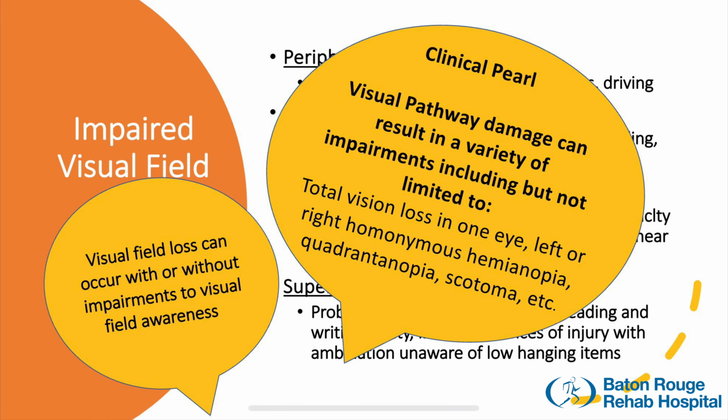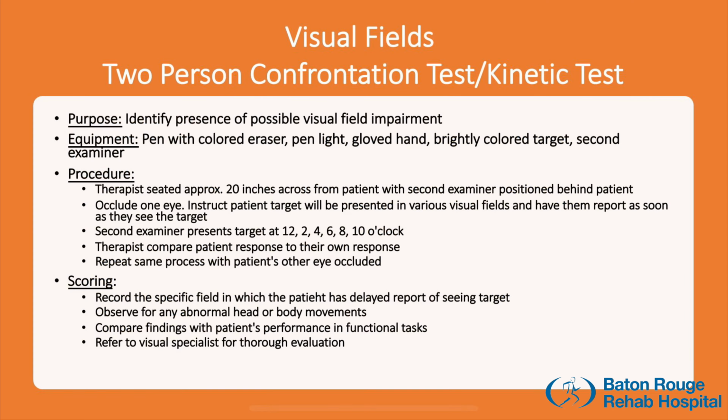Depending on the location of injury within the aforementioned visual pathway, you can expect to see a variety of visual field deficits, including total vision loss in one eye, homonymous hemianopsias, quadrantanopias, and/or scotomas, or areas of decreased sensitivity. The preferred way to assess visual fields is through the two-person confrontation test or kinetic test. We should note, however, that this test can sometimes be insensitive and we should use the results as a way to rule in a visual field problem, but not necessarily rule one out.